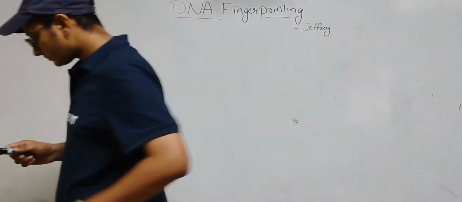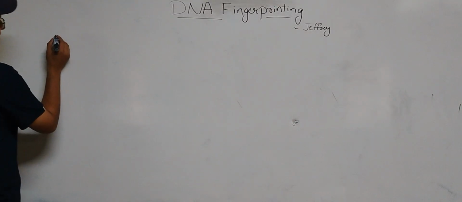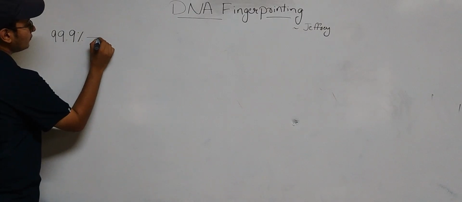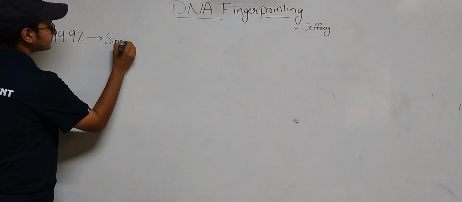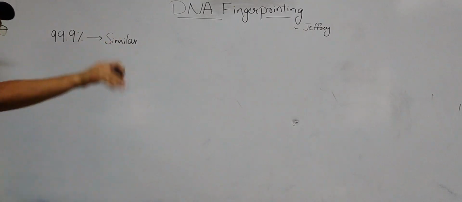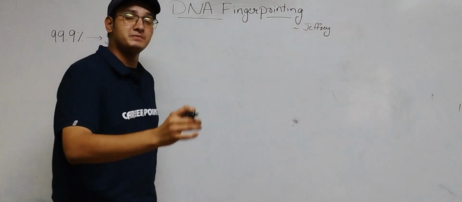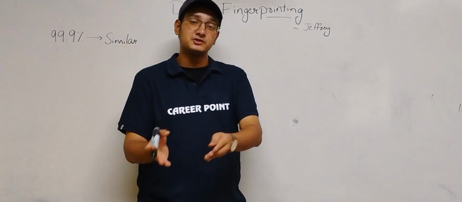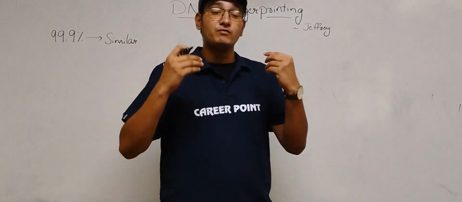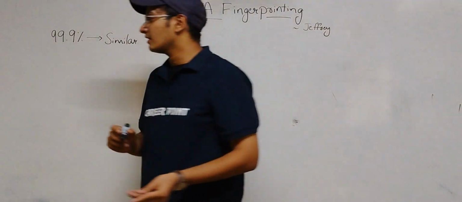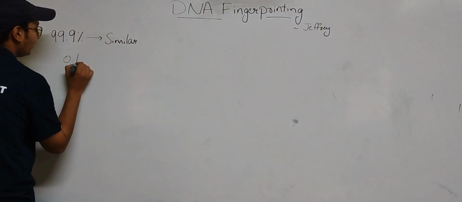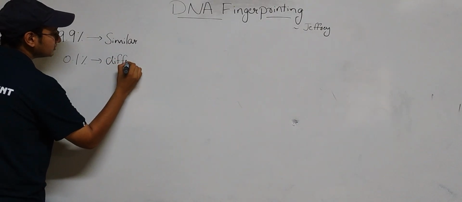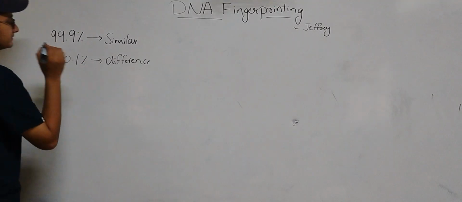So let's see. If we talk about DNA, 99.9% of our DNA is similar. Between you and me, 99.9% of DNA is similar. You might ask me, sir, you are saying 99.9% of DNA between you and me is similar, but why don't we look alike? Because of the difference in the remaining 0.1%.